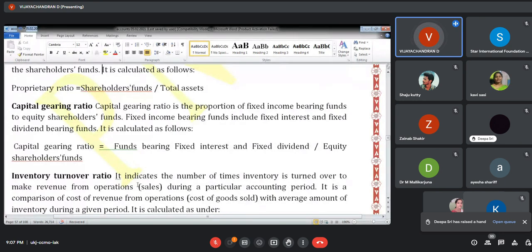What is the ideal ratio? What is the ideal ratio for a debt equity? Sir, suppose 1 is to 1, sir. No, no, no. 2 is to 1. 2 is to 1, ma'am. Correct, sir. So if the borrowed money is two, then the owners' fund, meaning equity fund, will be one, ma'am. So that is the ideal ratio.